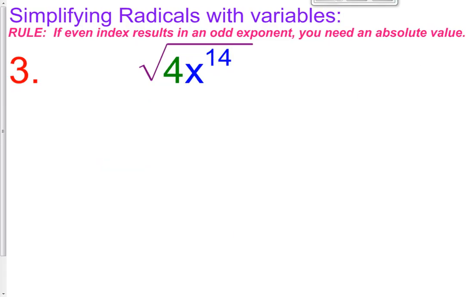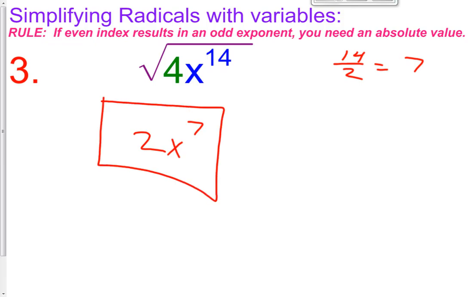Number 3, I'm going to take the square root of 4 and get 2. And I'm going to take 14 halves, because it's the exponent divided by my index, and I get a 7. So I can take out an x to the 7th. So I'm always dividing that exponent by 2. Our answer for this one is 2x to the 7th.